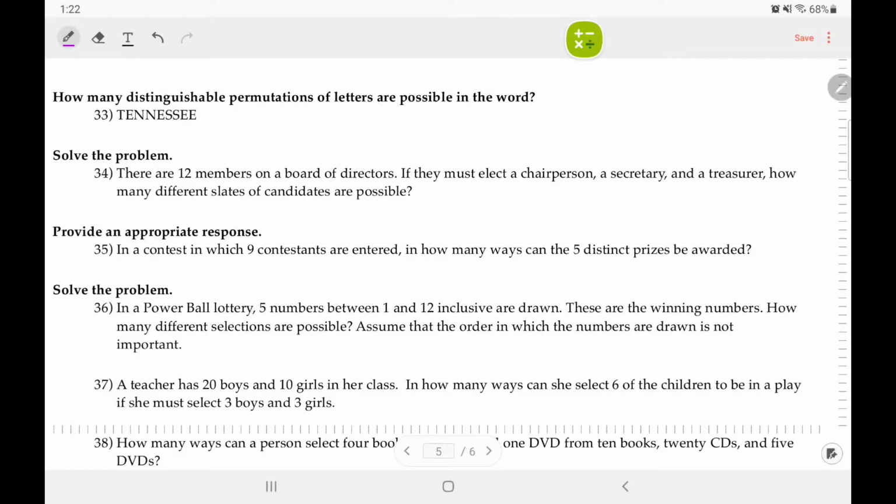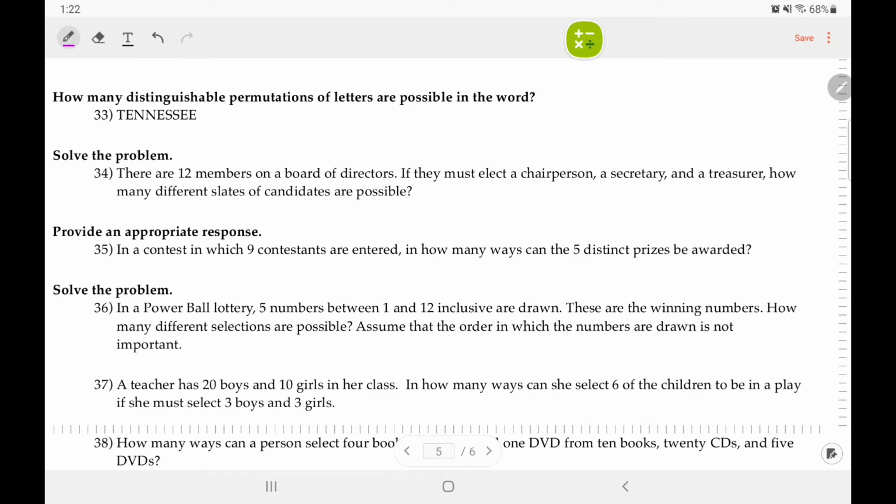Question number 34. There are 12 members on a board of directors. They must elect a chairperson, a secretary, and a treasurer. How many different slates of candidates are possible? So I'm going to do this in two different ways.